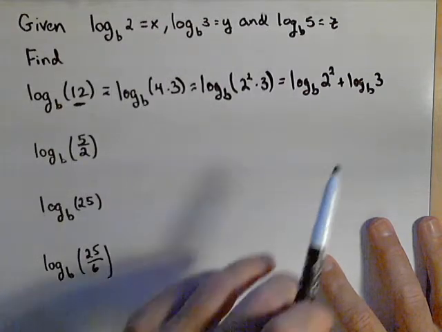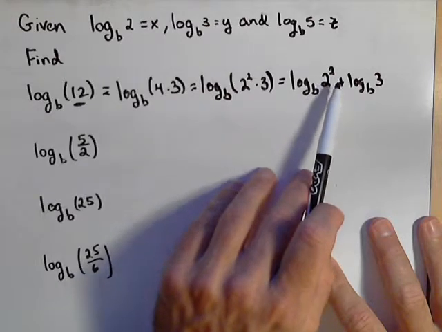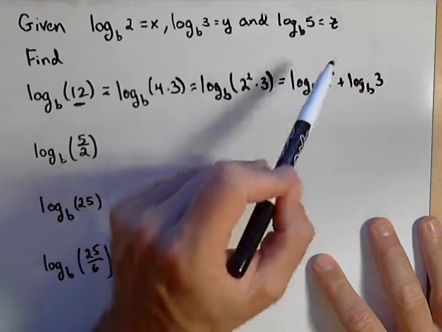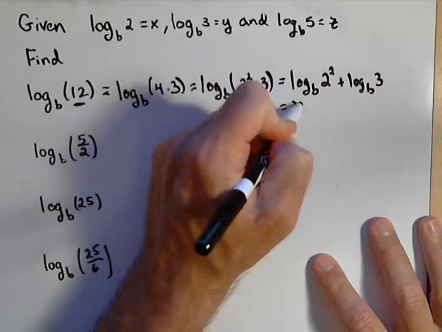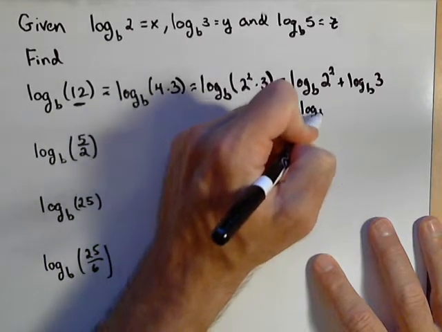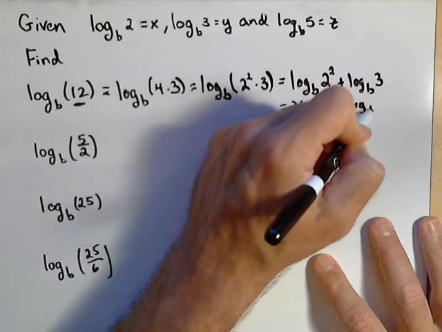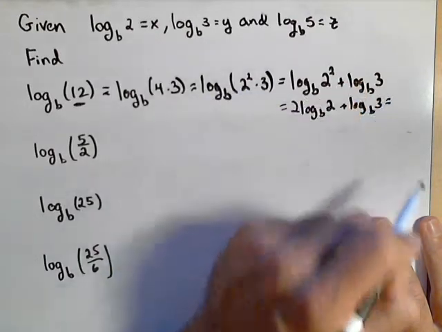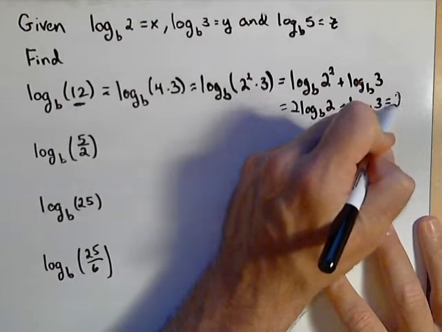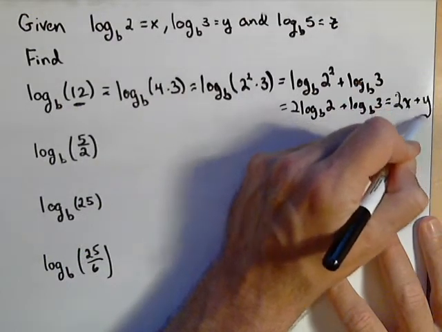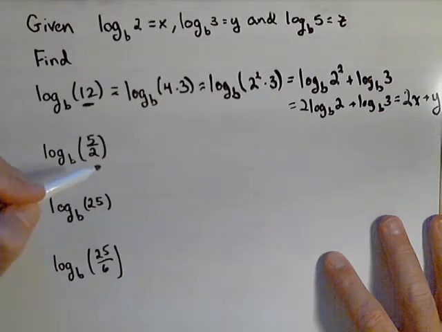Now, the log base b of 3 we know is equal to y, but I don't quite have log base b of 2. I have log base b of 2 squared. But remember, I can pull that exponent out front using that third property of logs we saw. So I can write that as 2 log base b of 2 plus log base b of 3, which equals, since log base b of 2 is x, 2 times x plus y. So that's what we want to try and do in each of these.